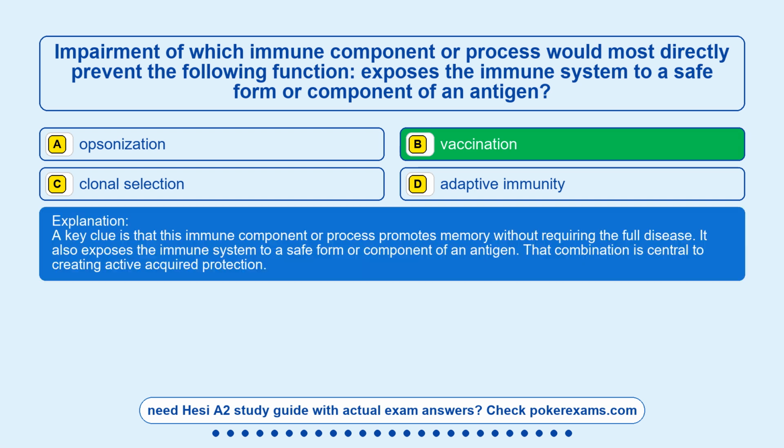A key clue is that this immune component or process promotes memory without requiring the full disease. It also exposes the immune system to a safe form or component of an antigen. That combination is central to creating active acquired protection.